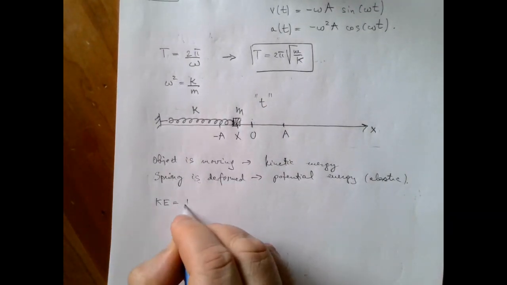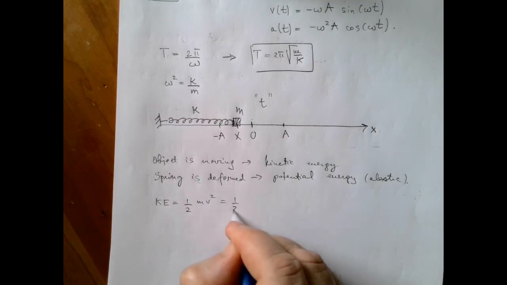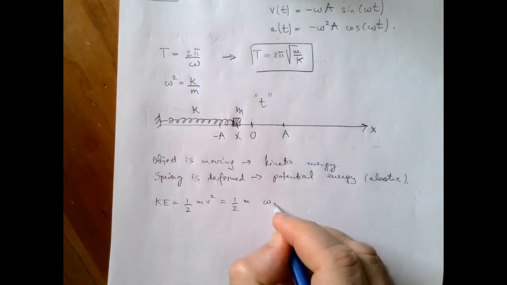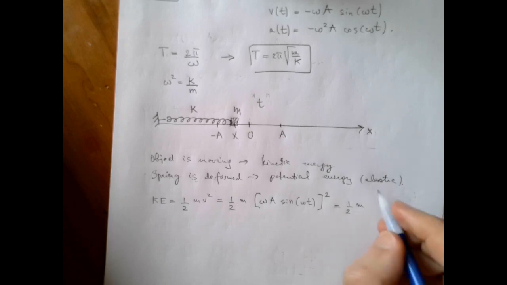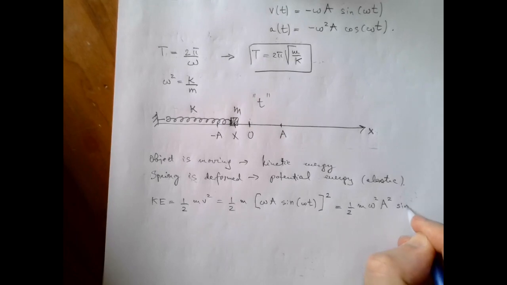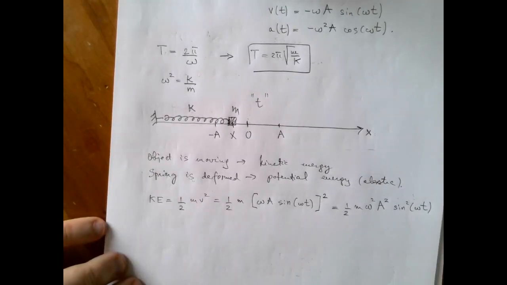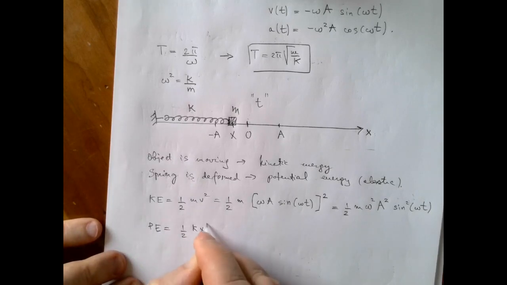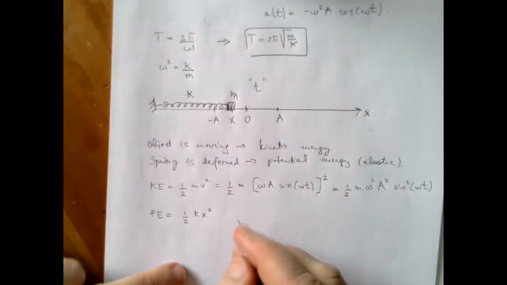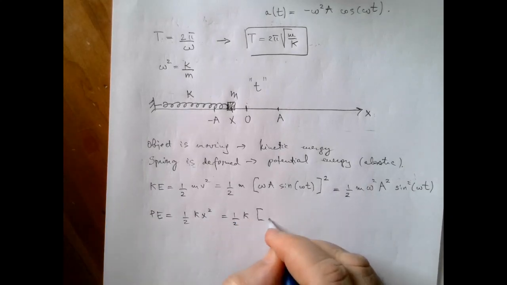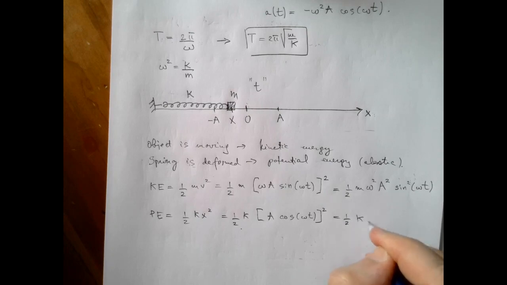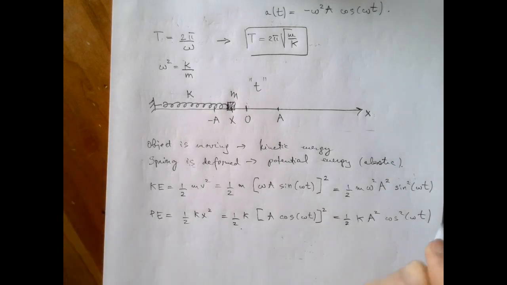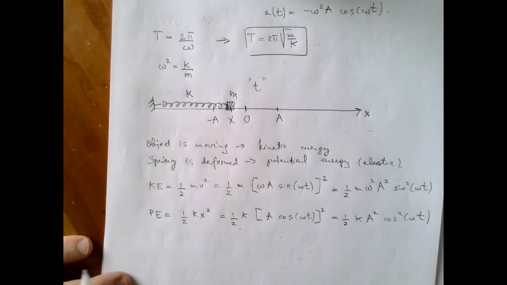The kinetic energy is 1/2 m v squared, or 1/2 m times omega A sine of omega t, squared. So the kinetic energy is 1/2 m omega squared A squared sine squared of omega t. Similarly, the potential energy is 1/2 k x squared, which means 1/2 k times A cosine of omega t, squared, or 1/2 k A squared cosine squared omega t. These are the expressions for the kinetic energy and for the potential energy.